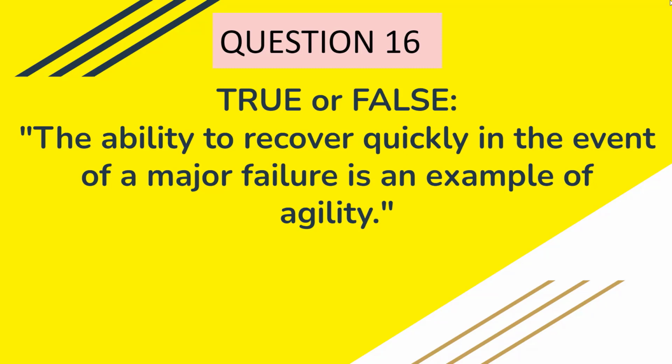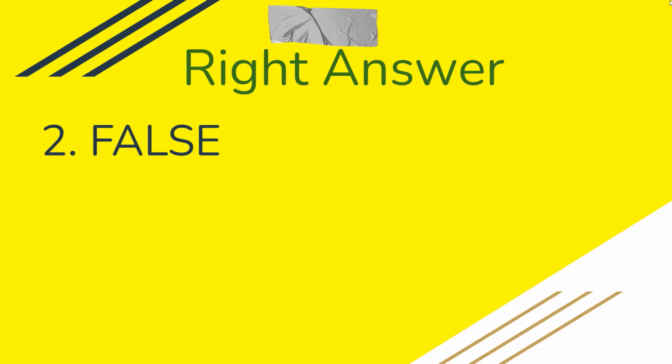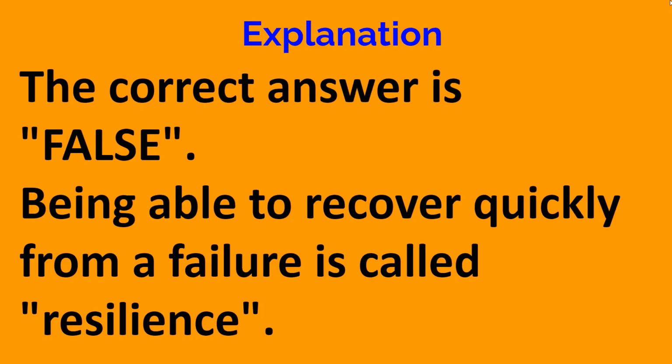Question 16. True or false? The ability to recover quickly in the event of a major failure is an example of agility. Option 1. True. 2. False. Right answer is 2. False. Explanation. The correct answer is false. Being able to recover quickly from a failure is called resilience.